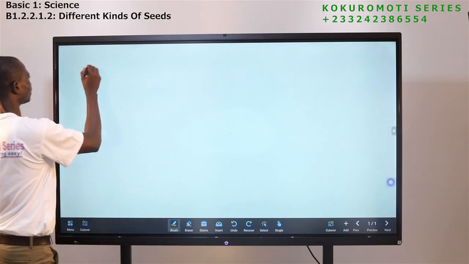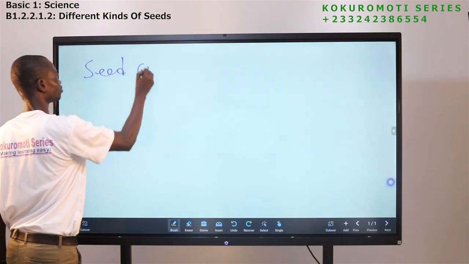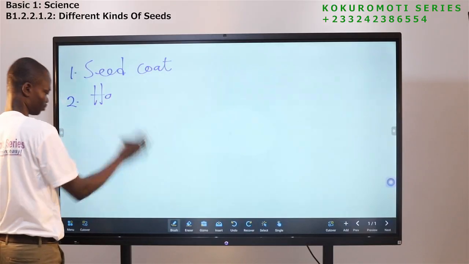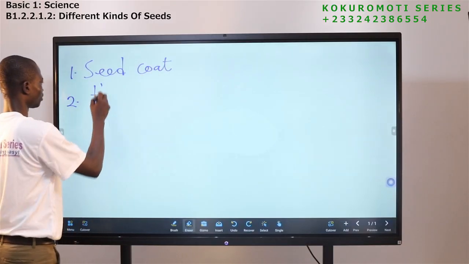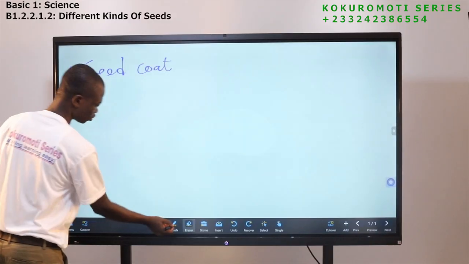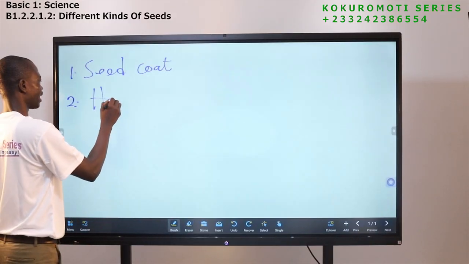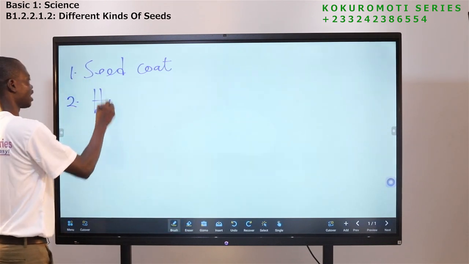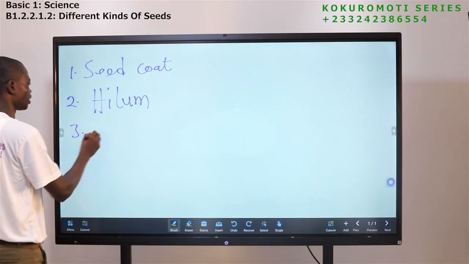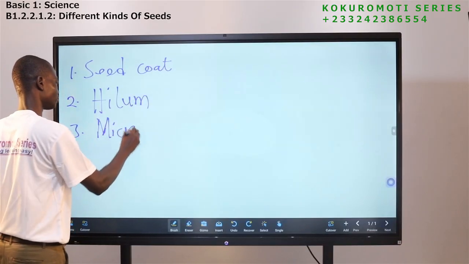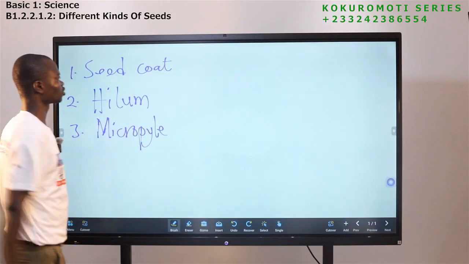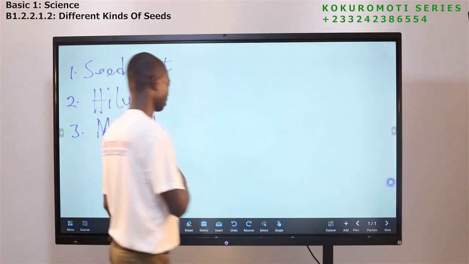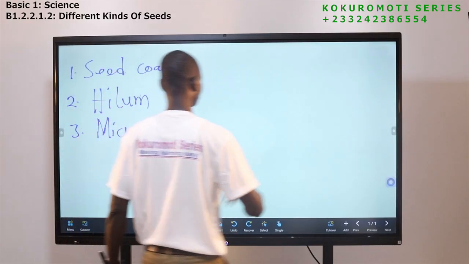The parts are: one, the seed coat. Two, the hilum. Oh, why am I making a mistake like this? So we have the hilum, and then three, the micropyle. These are the three parts that we should draw and then show. So now let's get our seed drawn.